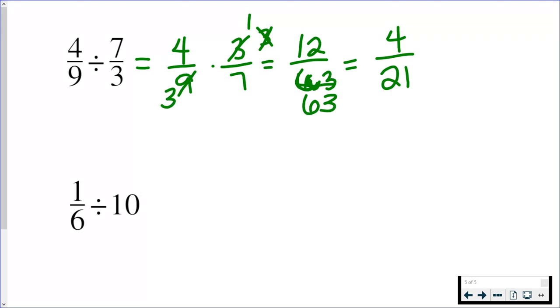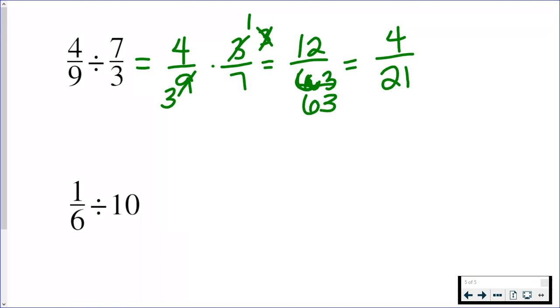The screen not working really threw me off. I don't know why that's happening. So if I decide to simplify in the beginning, I end up with 4 times 1 in the numerator, and I end up with 3 times 7 in the denominator.